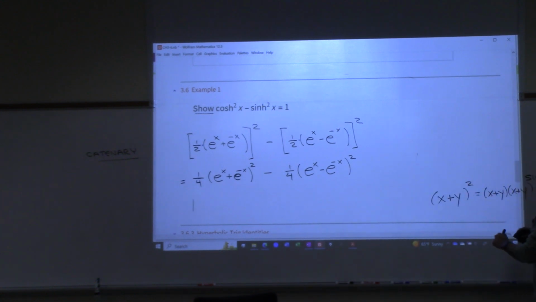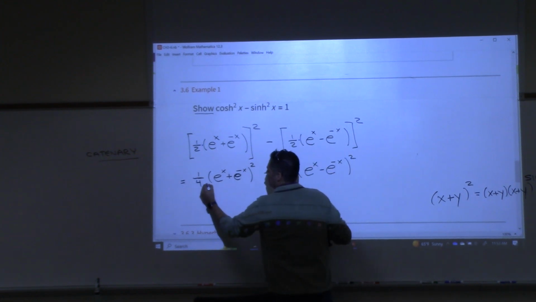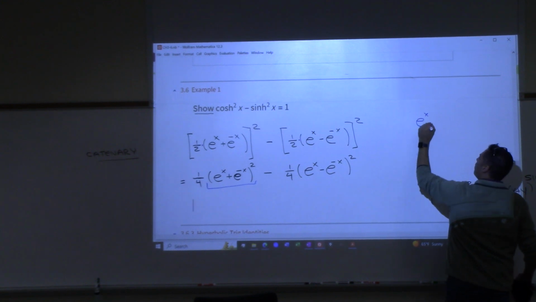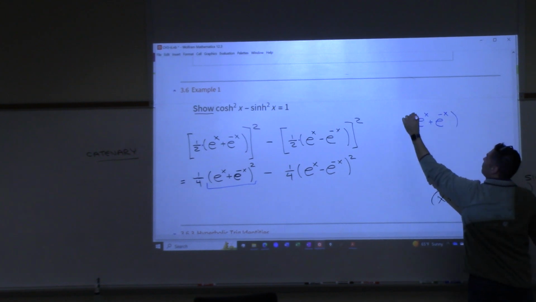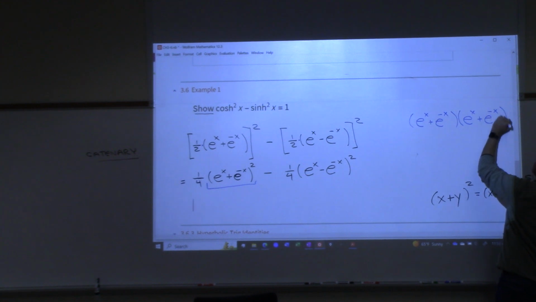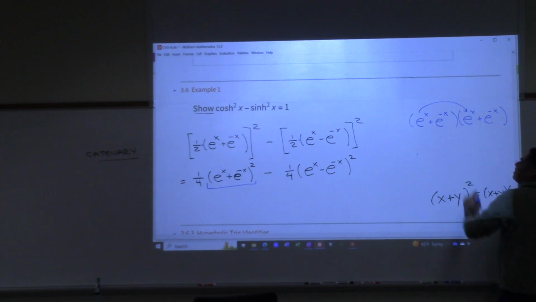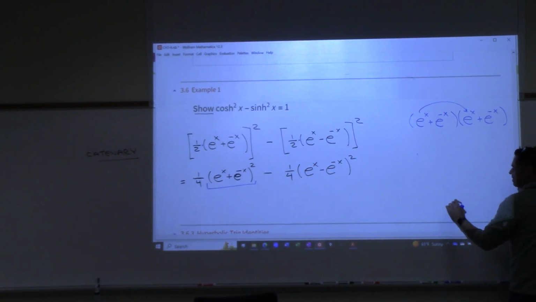I'm going to do it on the side here. Let's do this one right here. I'm using different colors so you know what I'm doing. I'm going to do e to the x plus e to the negative x times itself, right? So times itself, e to the x plus e to the negative x. All right, FOIL away. e to the x times itself is e to the x squared, right?